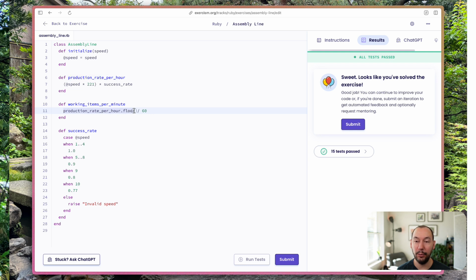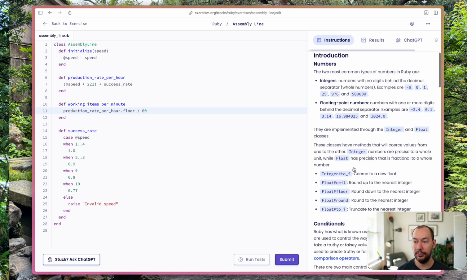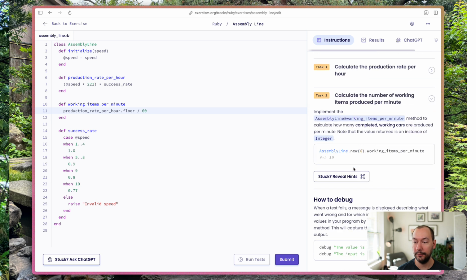So how many full cars did we produce per hour? Yeah, they're cars. Right, so I think I like this better. How many full cars, right? That's what we're trying to do here. Full cars, completed working cars in 1 hour. And then we're dividing that by 60.